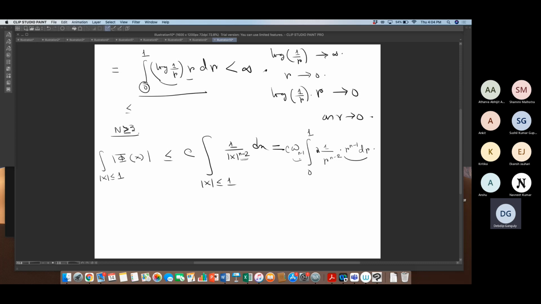D theta comes here. The function is this. Clear? So this is a constant c tilde I am writing. From 0 to 1, the r to the power n minus 2 gets cancelled, leaving r dr. It is only one step left, r dr, which is finite. Is that clear? Shammi, is that clear? Yes, sir. So phi belongs to L1 loc of Rn, like this it is written.